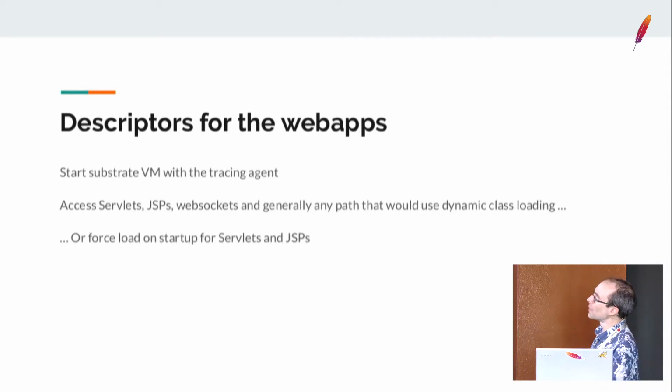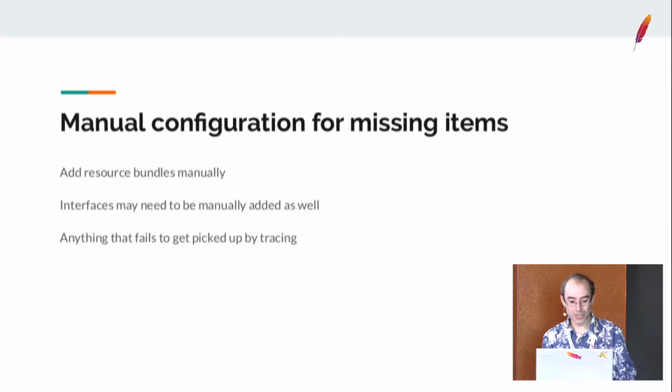So basically, either we can access then all the classes which need to be dynamically loaded, like servlets, JSPs, WebSockets, or we can just load on startup, because if you load on startup, servlets and JSPs will get loaded on startup. So Graal will trace everything. Note that it will work for servlet and JSP, but it won't work for WebSockets. So basically, at this point, I need to manually access WebSocket endpoints to make sure they're loaded and they are seen by the agent. When that's done, you need to add resource bundles.